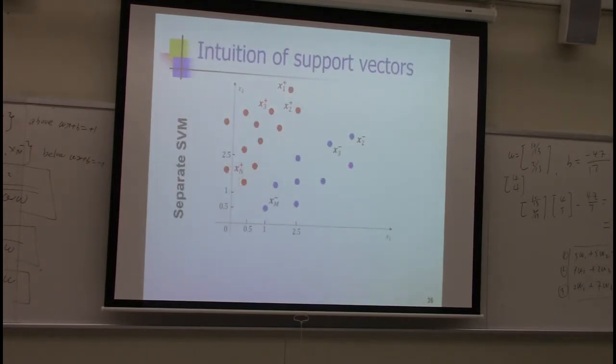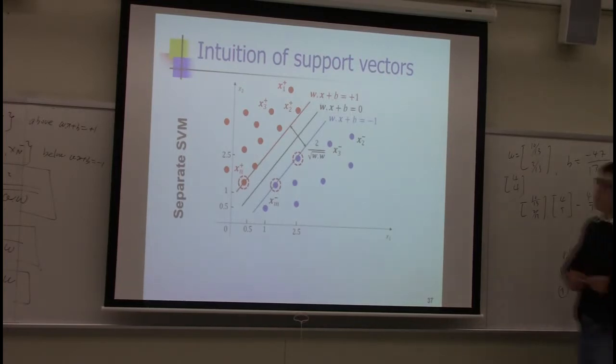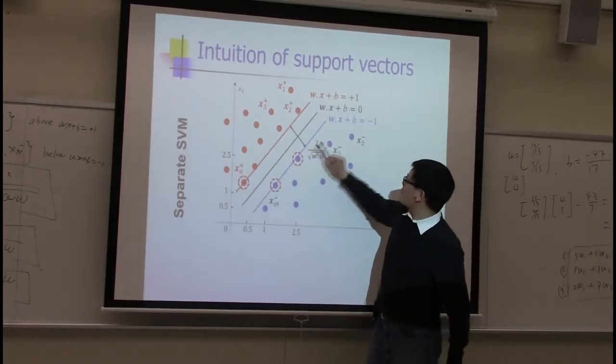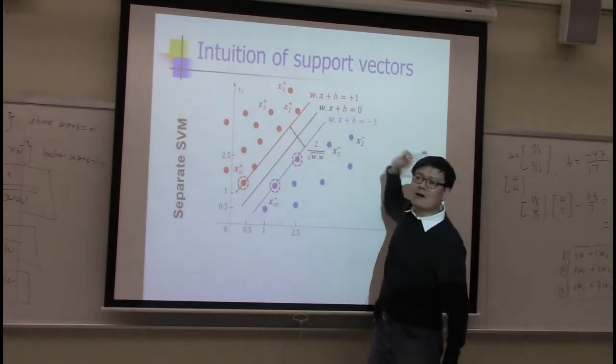So now, intuition of support vectors, right? Support vector machine, support vector, right? Why are support vectors so important? So this is an example. And suppose this is a solution, we have 3 support vectors. So which means this point satisfies equal to plus 1. These 2 points satisfy equal to minus 1, right?